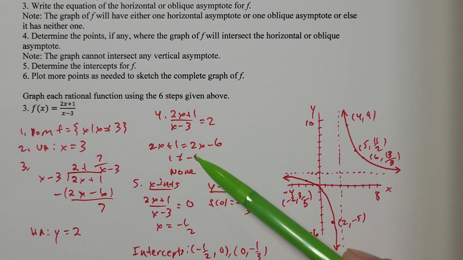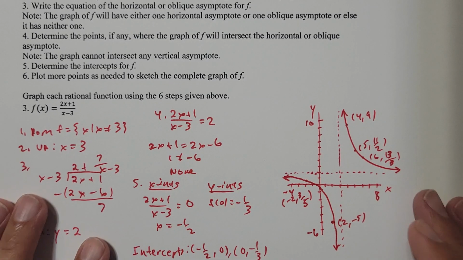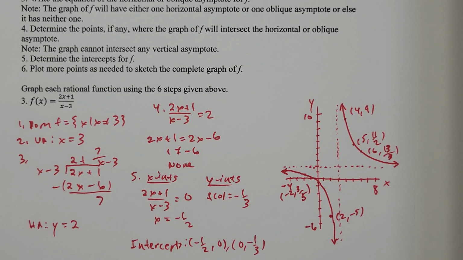I know 1 does not equal negative 6. That's not a true statement, right? But x fell out completely, and we got something that's not true. So what that means is that there's no point where the graph will intersect the horizontal asymptote. So I'm just going to write none for that, which is good because I don't have to worry about that for this problem.